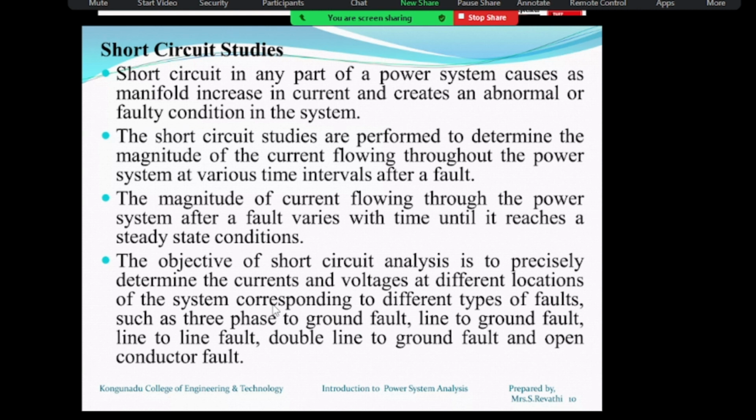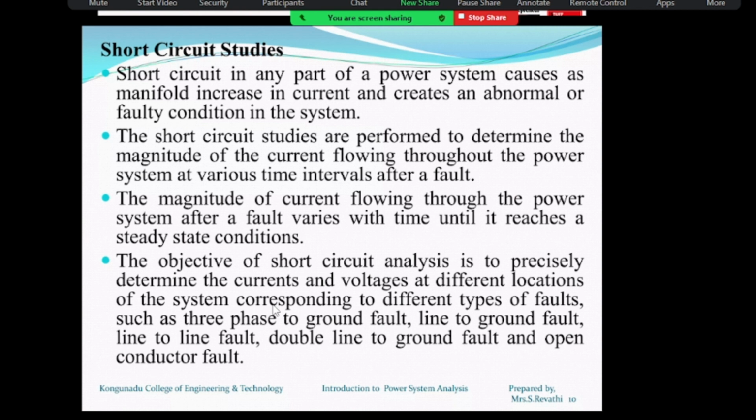The short circuit studies are performed to determine the magnitude of current flowing throughout the power system at various time intervals after a fault. Let's suppose a fault has occurred in the power system, say a line to ground fault. We do the short circuit studies to see how much current is flowing throughout the power system at various time intervals, like in 0.5 seconds, what was the magnitude of current, in 1 second, what was the magnitude of current during the short circuit.